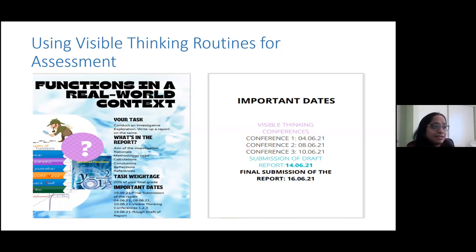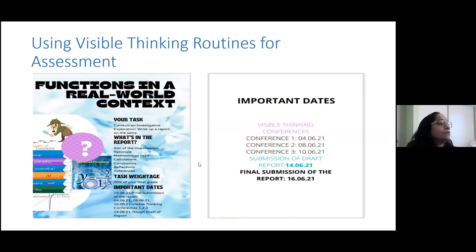Okay, now this is what I really enjoyed last year. This was using visible thinking routines for assessment. Like I said, the students didn't have exams and they were very happy, and I wasn't letting them go with doing nothing. So I said, you now have to conduct an investigative exploration. Take your whole textbook, choose anything and conduct an investigative exploration.